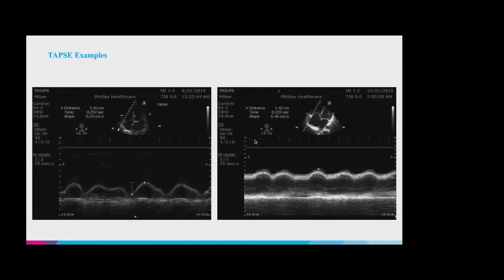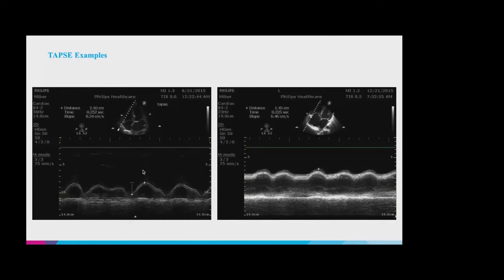And so you can see in this example, there's not much movement, right? The peaks and valleys look pretty diminished. And when they calculate the distance, it's 14.5 millimeters, which is reduced. In this view, you can appreciate maybe a little bit more movement of the tricuspid annulus, right? And so you can have the peak up here, the valleys down here. And when they calculated it, it was 2.1, or 21 millimeters.